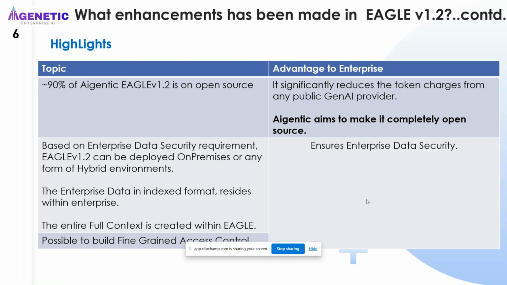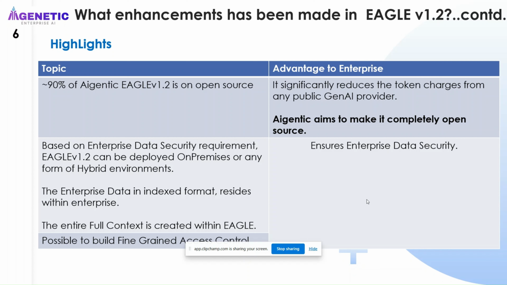Based on the enterprise data security requirement, Eagle version 1.2 can be deployed completely on premises if you want it, or in any form of hybrid environment that you want. Now, the most important thing: the enterprise data is in indexed format. It resides within the enterprise boundary. It is not exposed outside the boundary. The entire full context that we talked about in the earlier slide is created within Eagle. So this ensures enterprise data security.